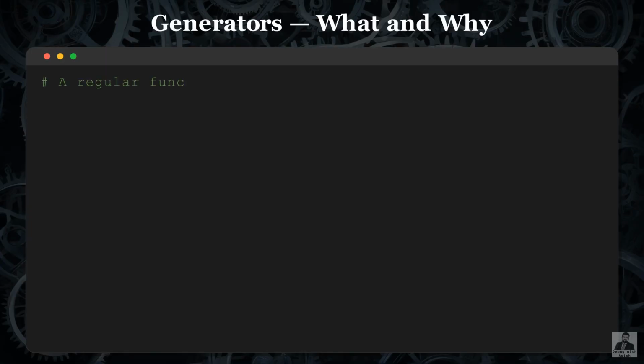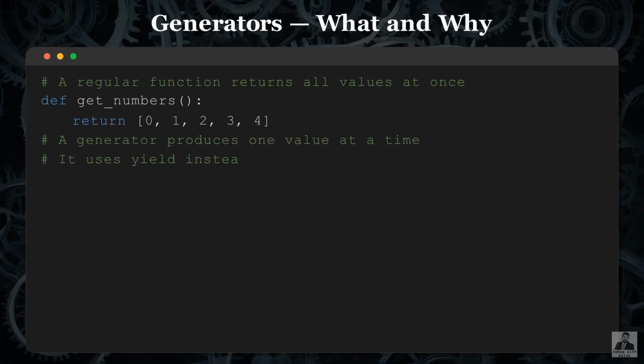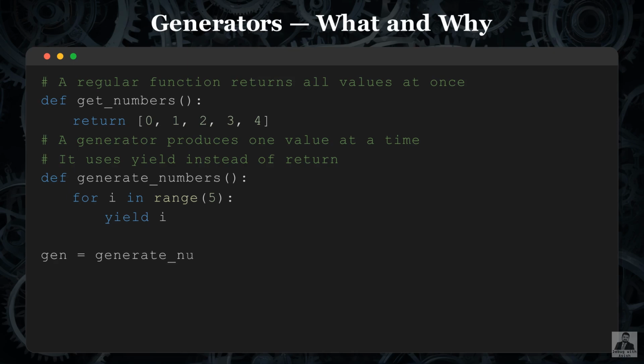A regular function computes all its values and returns them at once. A generator produces one value at a time using the yield keyword. When Python hits yield, it pauses the function and sends the value to the caller. The function resumes from exactly that point the next time a value is requested. Calling next on a generator fetches the next value. This is memory efficient because the generator never holds all values in memory at the same time.